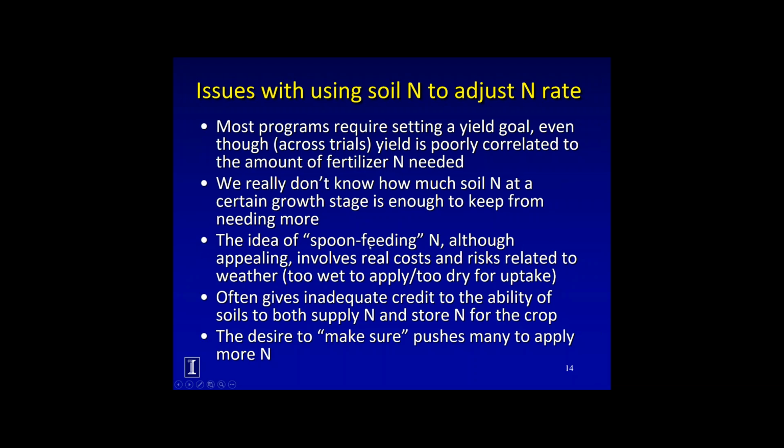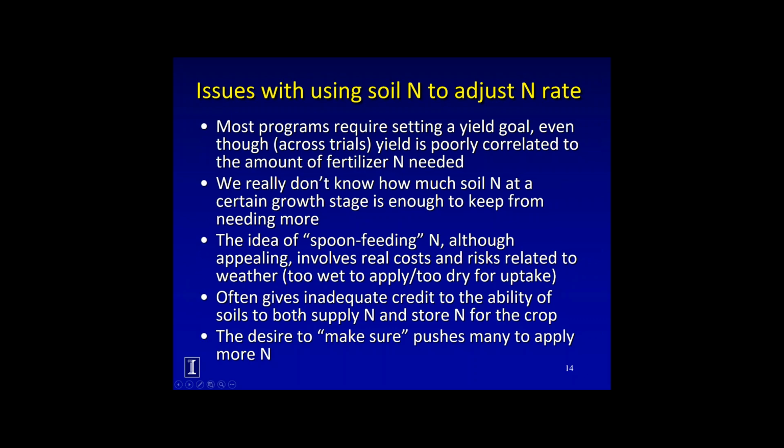Of course, the idea of spoon feeding nitrogen has a great deal of appeal, but it involves real costs and risks related to the weather, getting it on in time, and getting it into the plant on time. Even though we understand it in concept, getting it to work brings a risk and a cost if we're going to do it in our rain-fed areas. I'm not talking about irrigated soils here; it works quite well in those.